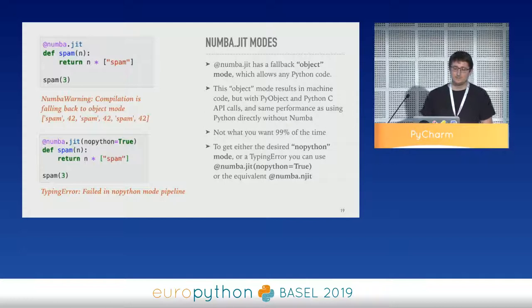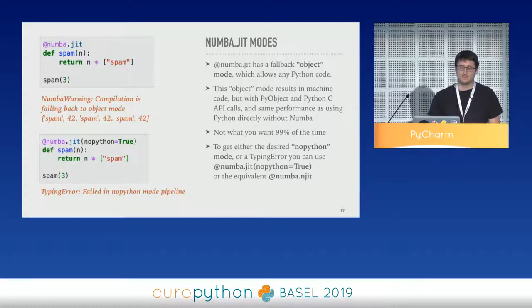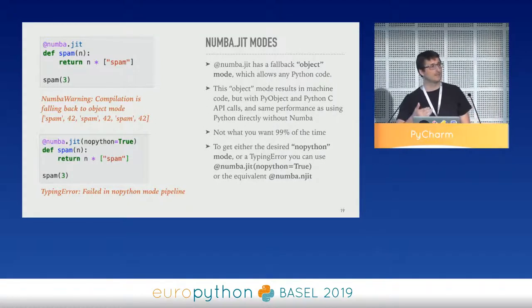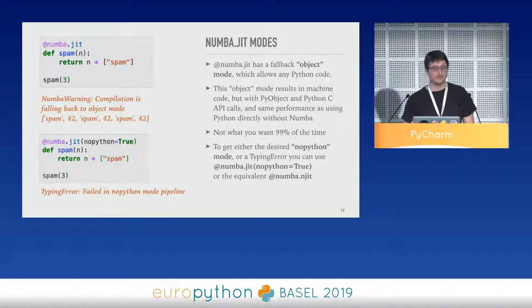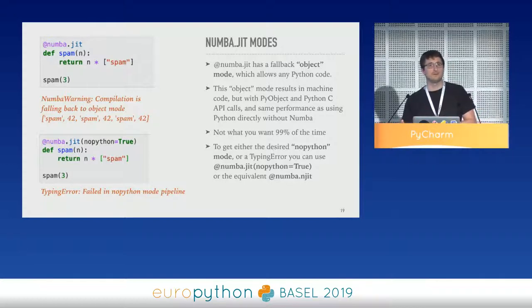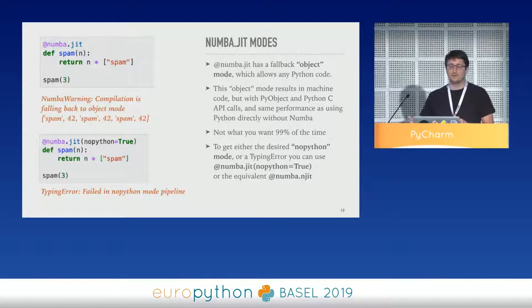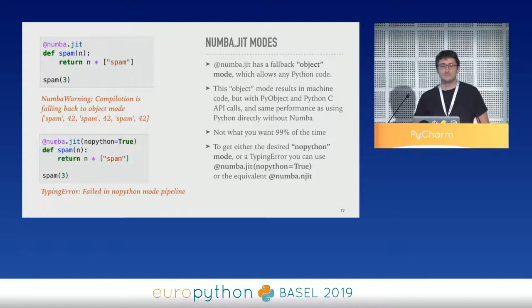So a little bit more about these two JIT modes, the object mode and the nopython mode. If you add the numba.jit decorator and you have some function which cannot be efficiently compiled to machine code, what will happen is that you get a Numba warning saying the compilation is falling back to object mode, but it will still run and give you the result. And what's happening under the hood is that Numba translated this function into something that's equivalent to what the CPython interpreter would execute, where you still have Py objects and Python C API calls, and you get the same performance as if you only used Python without Numba at all. So 99% of the time, this is not what you want.